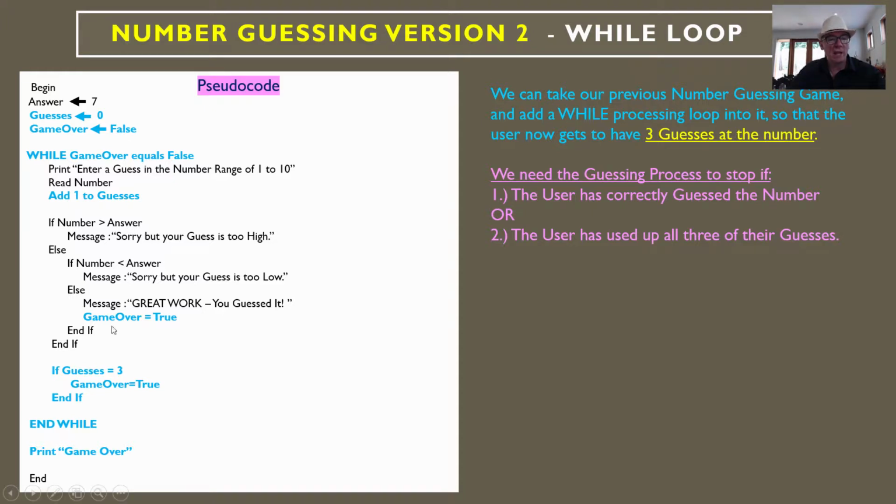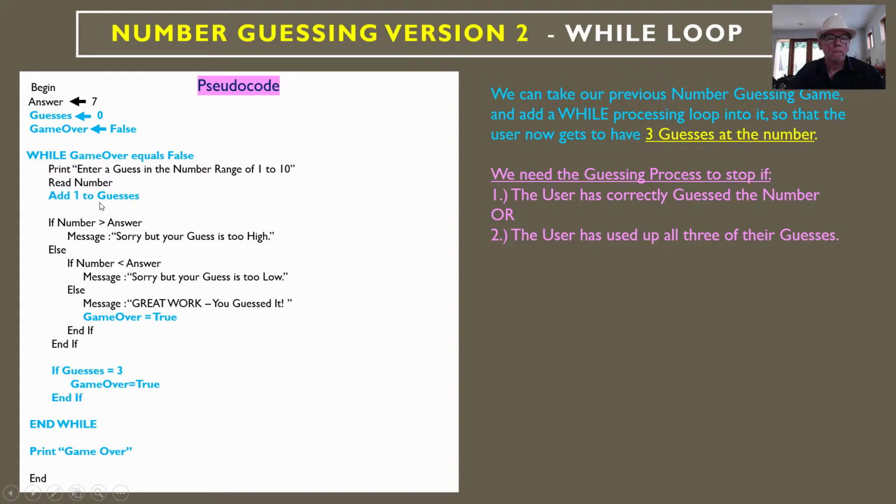The black writing here is what we had previously. The blue is what we add in to do the while loop. So we'll need some more variables. We need to set the guesses equal to 0 at the moment, because remember, they're only getting 3 guesses at this, and that the game hasn't finished yet. So the game will finish when they either guess the number or they've used up all of their 3 guesses. So to get started, because we had guesses set to 0, we need to add 1 to the guesses.